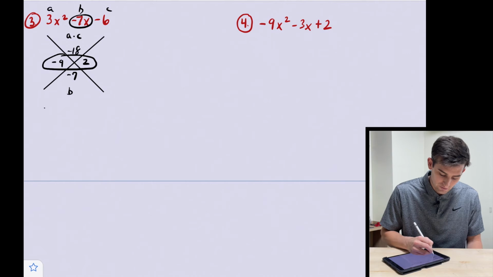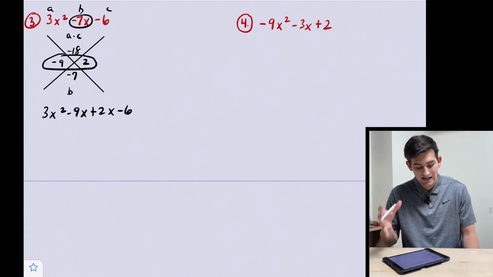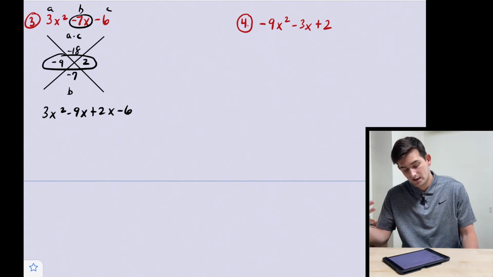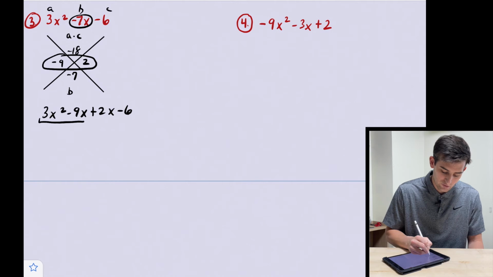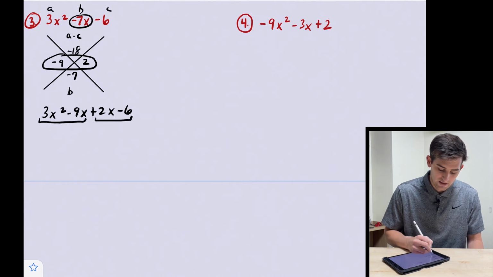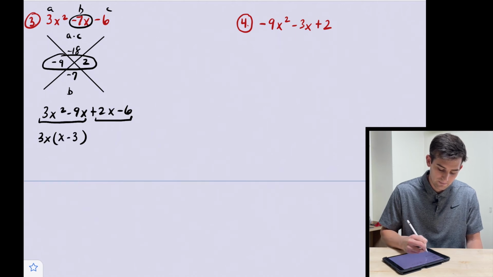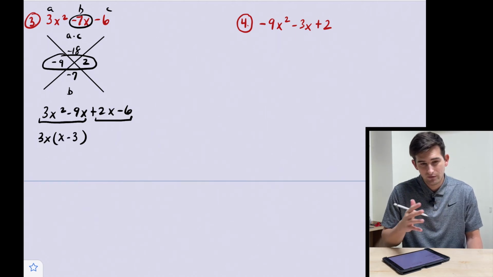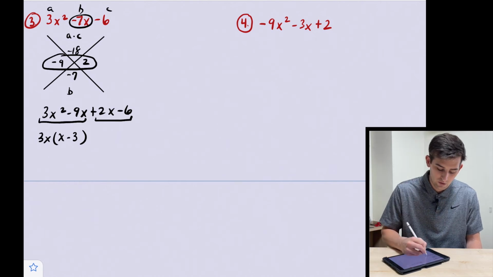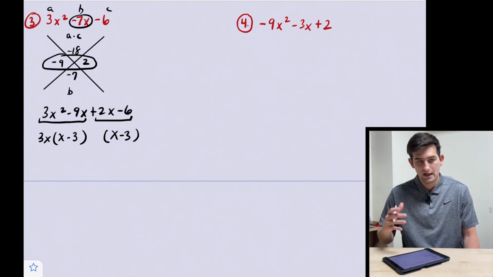So let's do 3x² minus 9x plus 2x minus 6. Notice how I put the 9 with the 3 and the 2x with the 6. So now we can group together these terms and factor out. So let's factor out a 3x on the left, and that's going to give us x minus 3. And now notice, if you're having trouble figuring out what you should factor out, remember, we want the parentheses over here to say the same exact thing. We want that to say x minus 3.